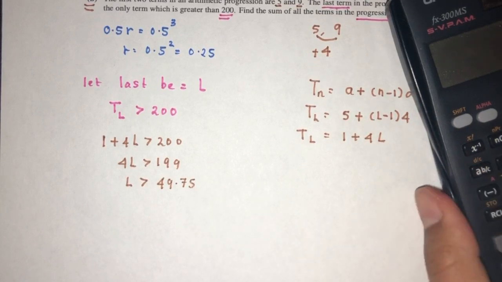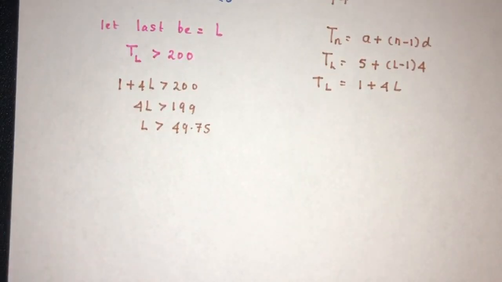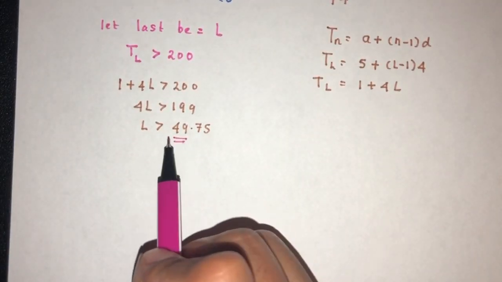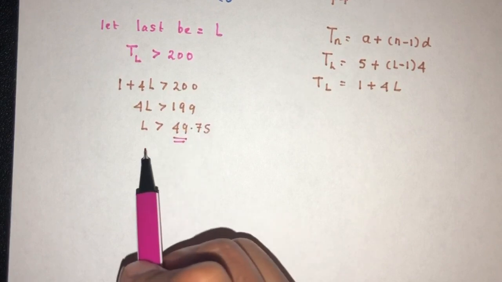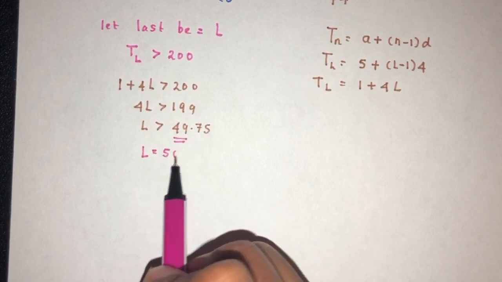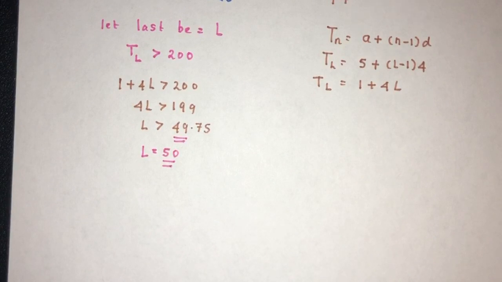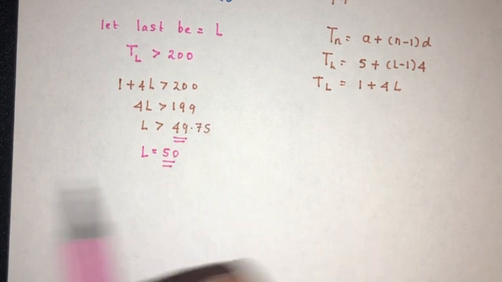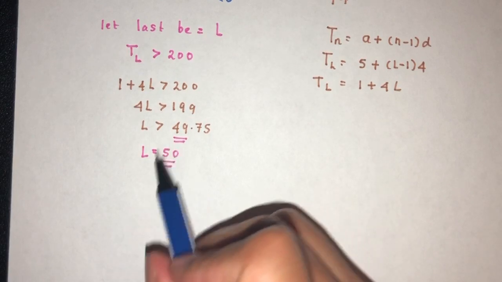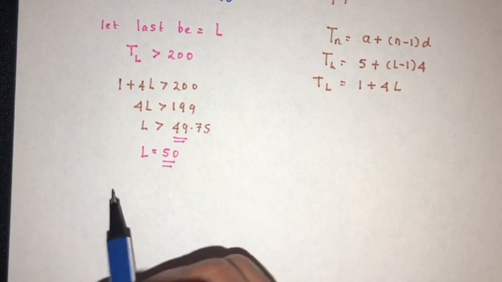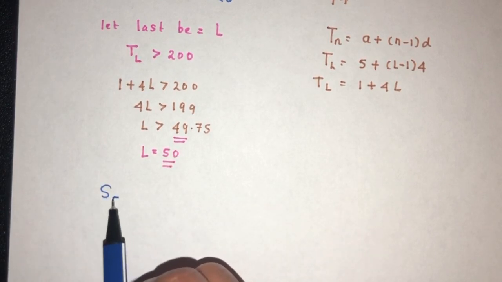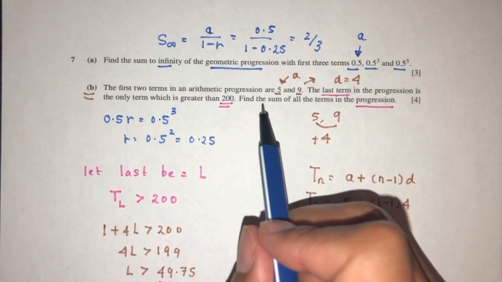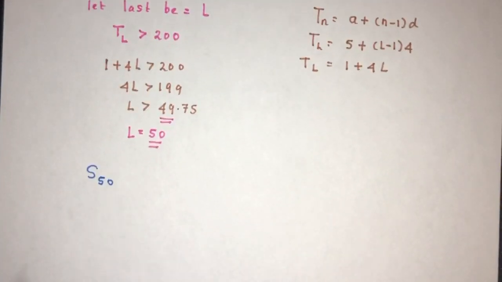49.75. So the last term has to be at least more than 49. The next integer after this number should be L should be 50. If that makes sense, right? Because term is always integer terms, right? We cannot take a term which is 49.75 term, if that makes sense. The next integer after this will be 50. So in total we have 50 terms. Now we have to find the sum of the first 50 terms. Find the sum of all the terms, so we have to find the sum of the first 50 terms.